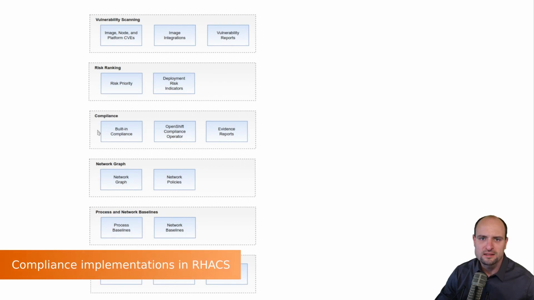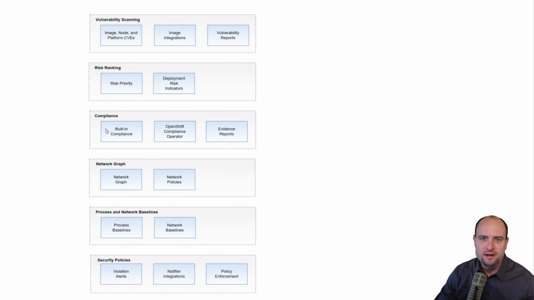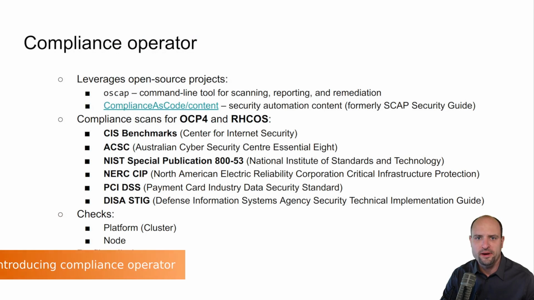There are two compliance implementations used in Red Hat ACS. There is the built-in compliance, and then there is the compliance operator. We discussed the built-in compliance in the previous video. In this video, we are going to focus on the compliance operator. Compliance operator can be installed on OpenShift via OLM, Operator Lifecycle Manager.